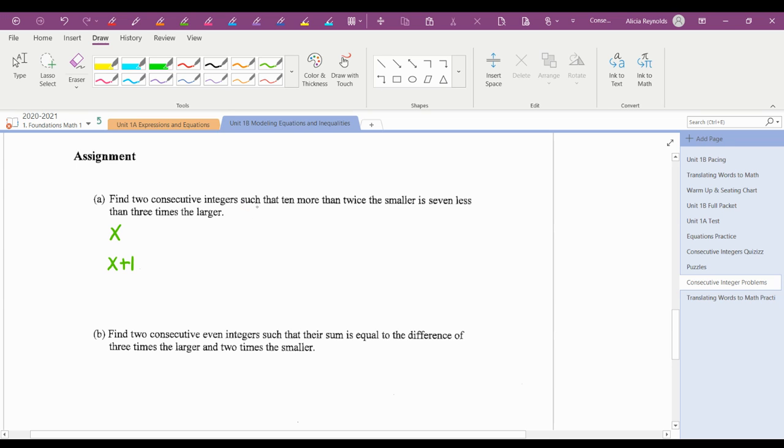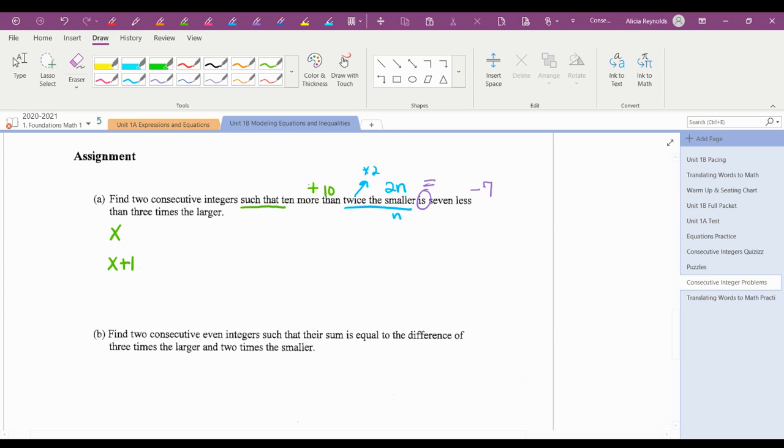So then this such that part is just telling us that what comes next is how we're going to set up our equation. So we have 10 more than. So that means I'm going to be adding 10. So 10 more than twice the smaller. So twice the smaller, I need to realize that the smaller is x, and this is telling me times 2. So I'm going to have 2x is equals 7 less than. So we're going to be subtracting 7.